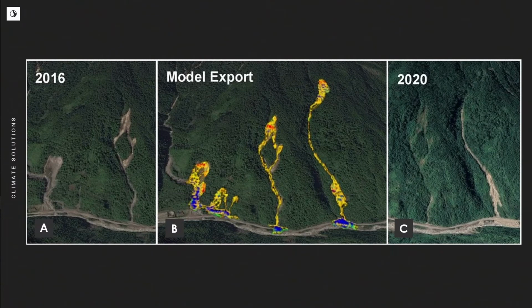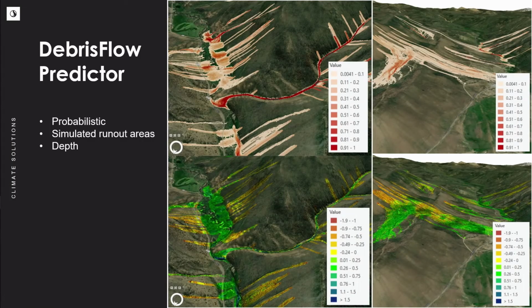We've deployed it in Indonesia, which is this example here, and you can see just visually how well the middle version of the model looks compared to actual debris flows in 2016 and 2020. We've deployed it in Italy, in Colombia, in Switzerland, in Canada, in the US. And because it's probabilistic, we can do hundreds or thousands of runs.